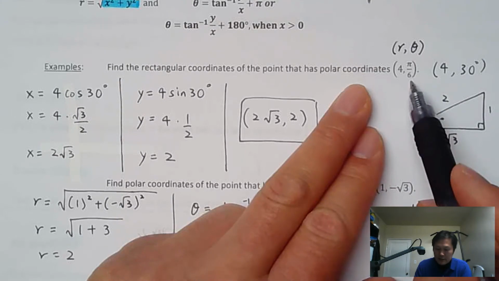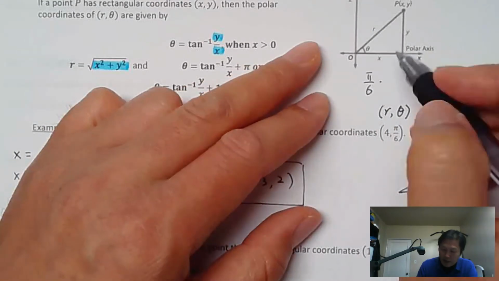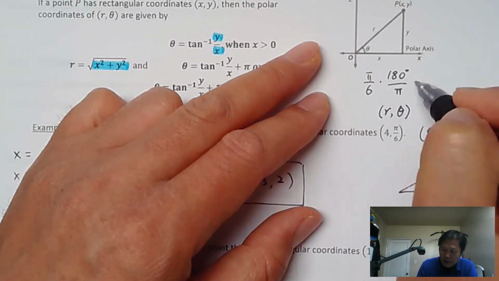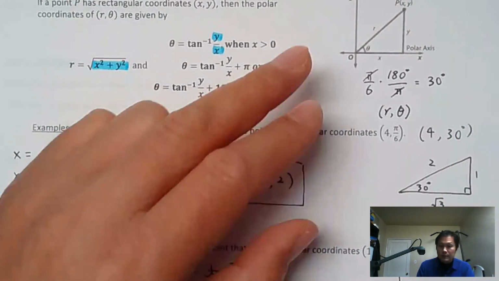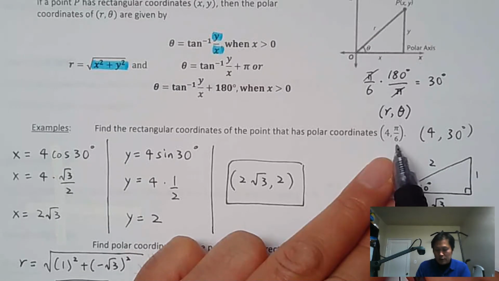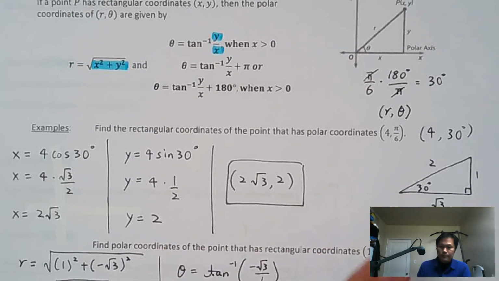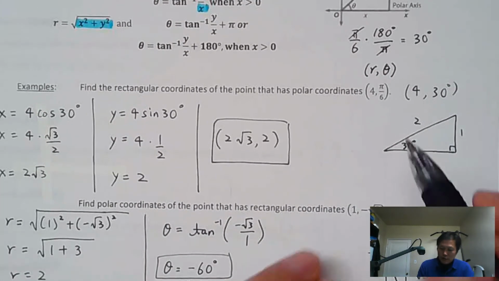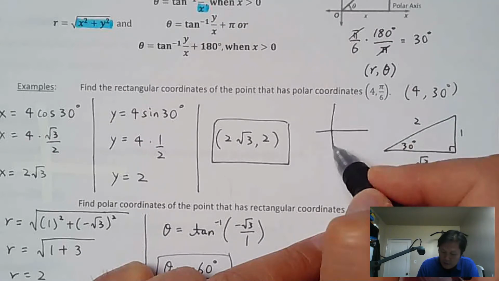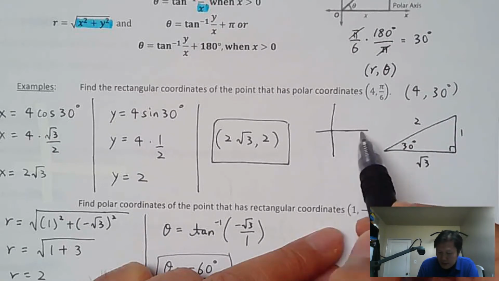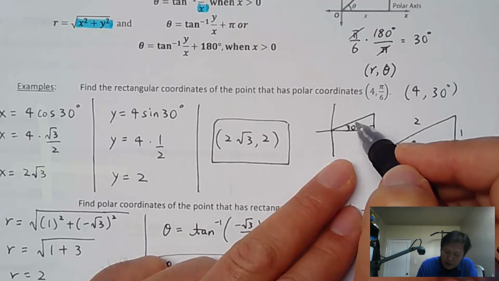So pi over 6, you convert to degrees by multiplying by 180 degrees over pi. Then pi cancels out, 180 over 6 will become 30 degrees. So if you convert this radian to degrees, it will be 30 degrees. So 4, 30 degrees. You can think of this 30 degrees from the positive x-axis, going counterclockwise, 30 degrees will be right here.